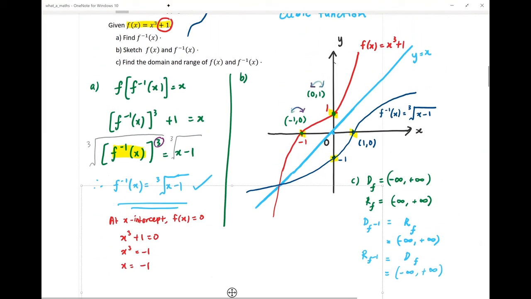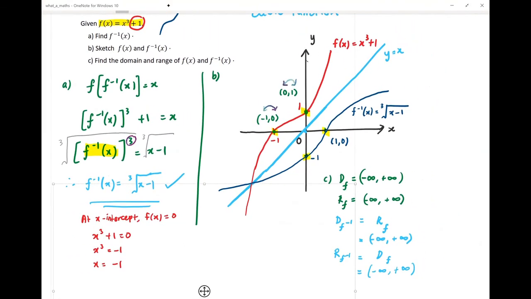Okay, so this is how I do my cubic function. This is how I find the inverse for a cubic function, how I sketch my cubic function, as well as how I find the domain and range for a cubic function.